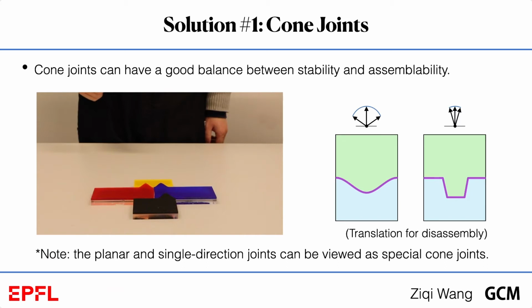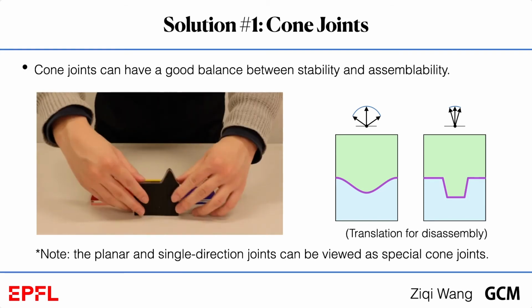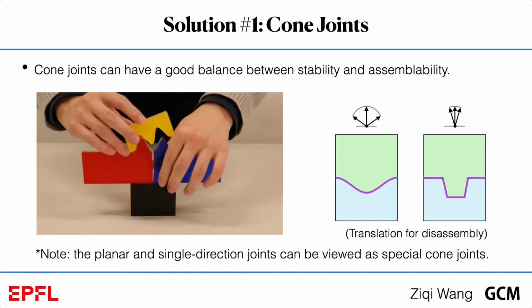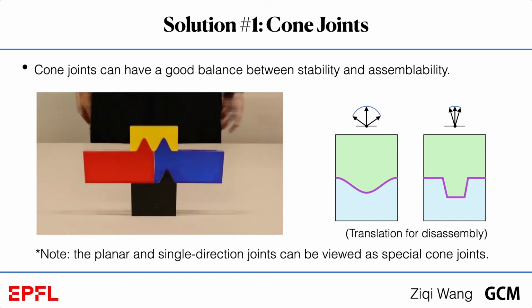Thus, we propose to use the cone joints, which interpolate between planar and single-direction joints, such that this four-part assembly can have a good balance between stability and assemblability. Please note that planar and single-direction joints are special cases of cone joints.